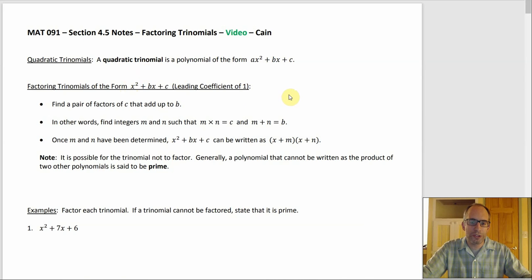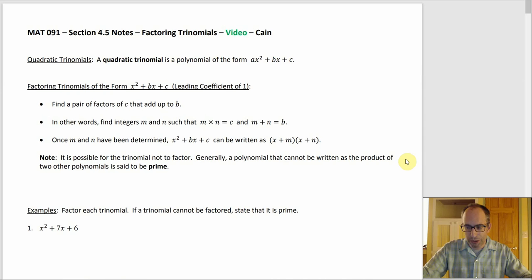So what you have to do essentially is think of the possible pairs of factors of this c, this constant out here, and you want to find the pair of factors where when you add them together, you get b. And if you get that, then you can factor the trinomial. In other words, and this is the terminology the book uses, you want to find integers m and n where when you multiply them together, you get c, and when you add them together, you get b. And once you find those, then you can rewrite the trinomial as x plus m times x plus n.